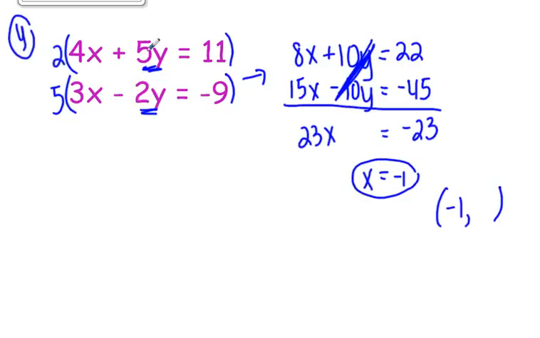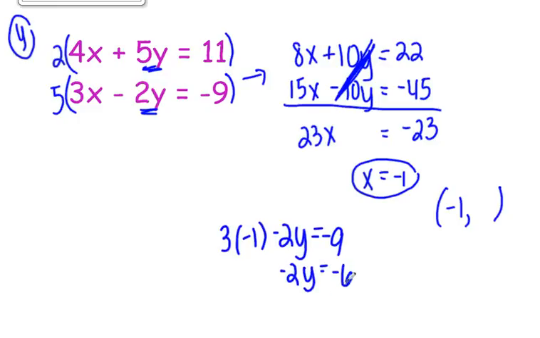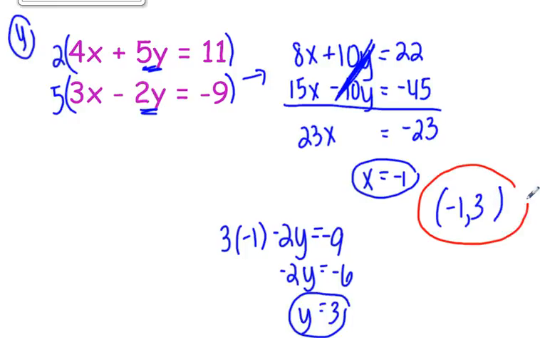And again, you pick which original equation from the purple you want to substitute into. This time I'll go with the bottom equation. So instead of the x variable, we replace that with a -1. And I end up with y equal to +3. So I still get the same answer, -1 and +3 as my solution.